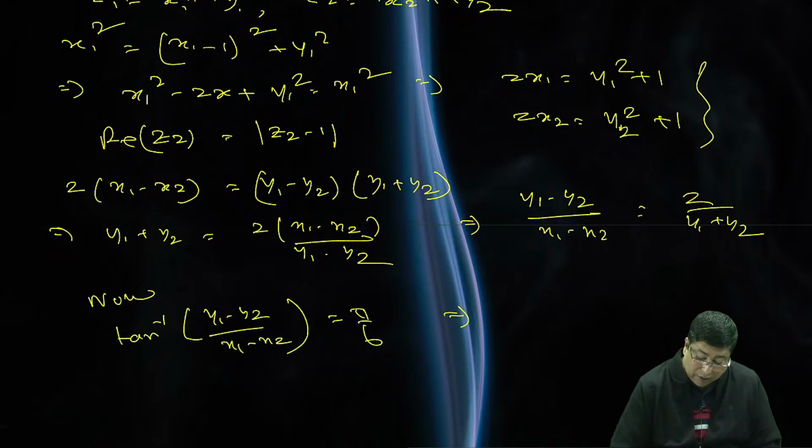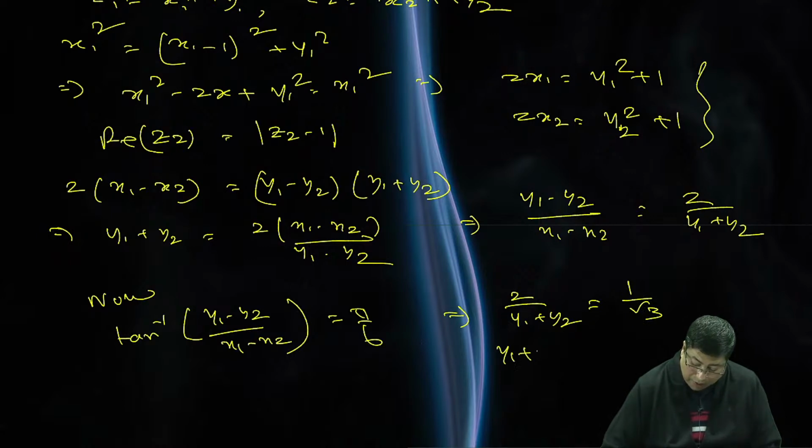From here we are seeing, okay. Therefore, this is coming to be 2 by (y1 plus y2) equal to tan pi by 6, so 1 by root 3. Therefore, y1 plus y2 equal to 2 root 3.